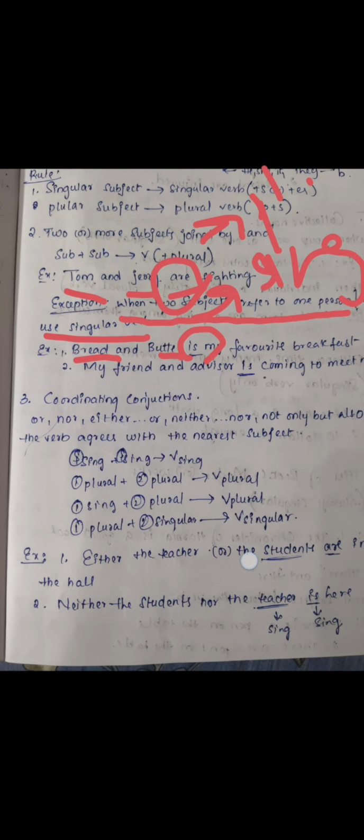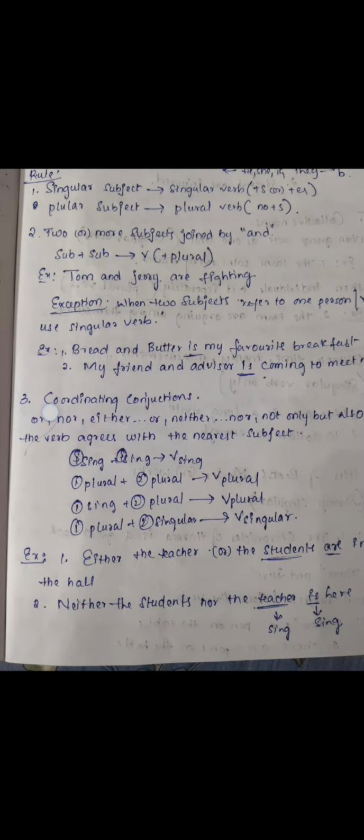So when two subjects refer to only one person, like my friend and advisor, here my friend and advisor point to only one person, so we are going to take only is.